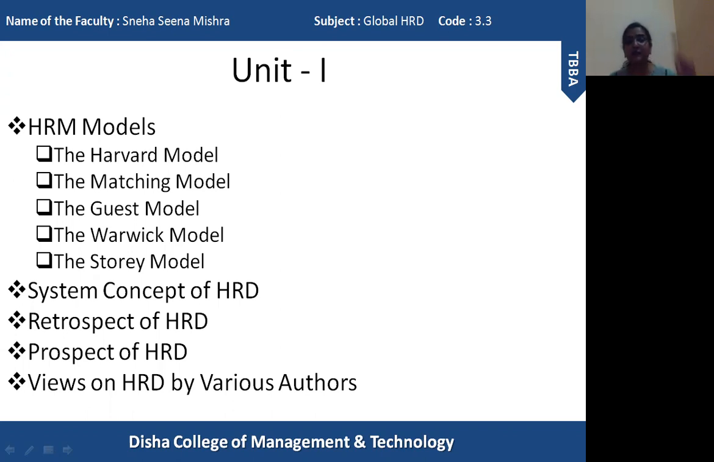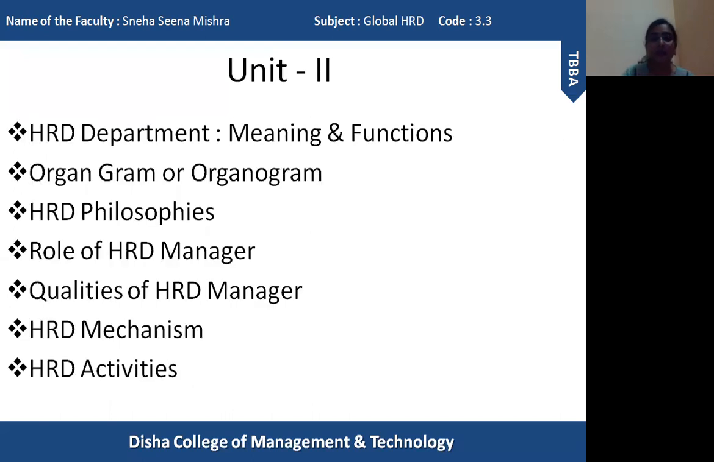So in this section, HRM models, views on HRD, retrospect, these are extremely important from the internal examination point of view. You have to study the entire unit, but you have to focus more on these topics which I have just mentioned. Okay, so this is all about your first unit. Now let me just explain about the second unit.